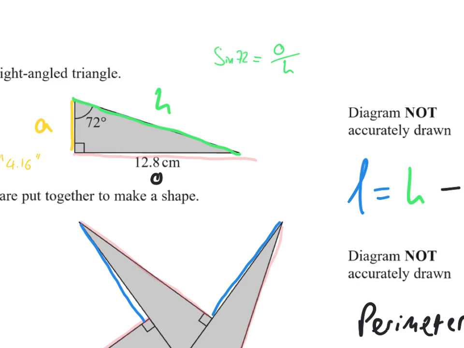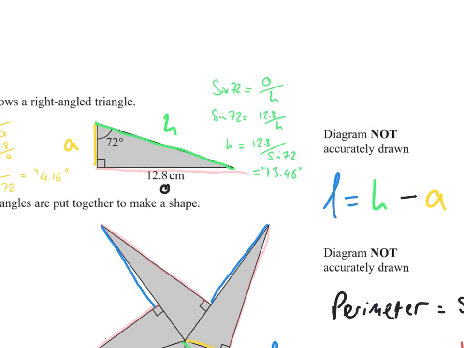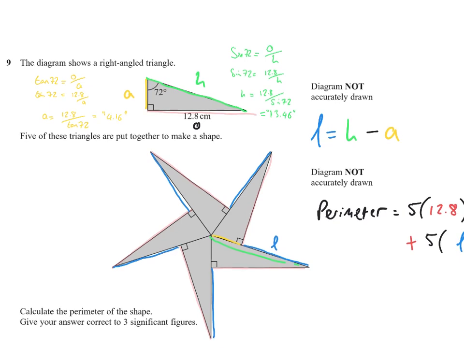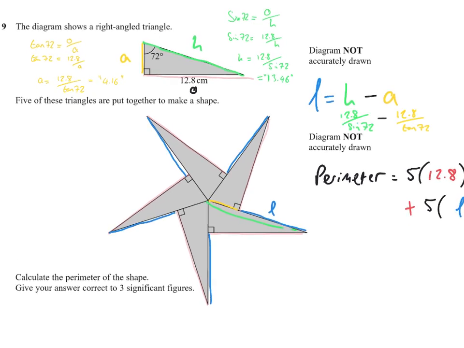Now to find H, we're going to use sine, because sine involves the opposite side and the hypotenuse, and we want the hypotenuse. Again, we have the unknown in the denominator, so we can switch sine 72 with H, and we find the answer comes out as roughly 13.46.